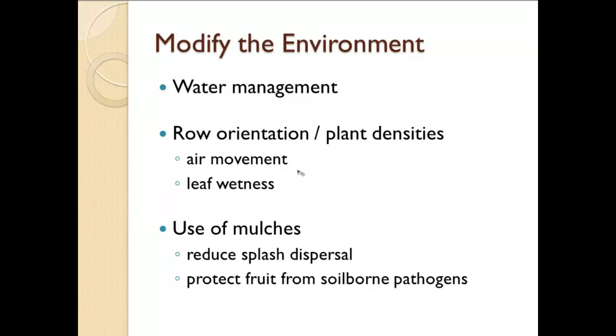We can also use mulches to try to minimize the movement of pathogens from the soil up onto the plant. These can either be organic mulches or paper or plastic mulches. The idea here is just to present a physical barrier to minimize the movement of fungal spores or bacterial cells that may be in the soil or on plant debris on the soil surface, to prevent those from moving up to the plant. And it's been shown that the use of mulches can do that fairly effectively.